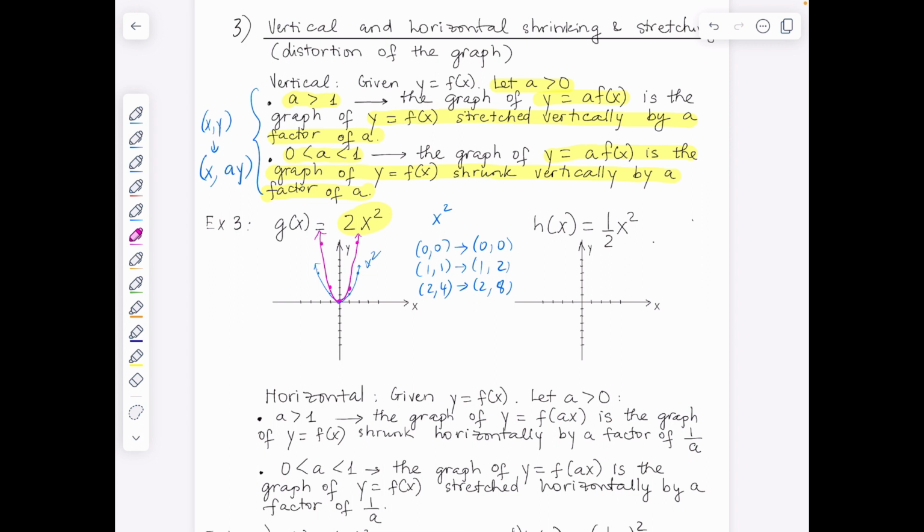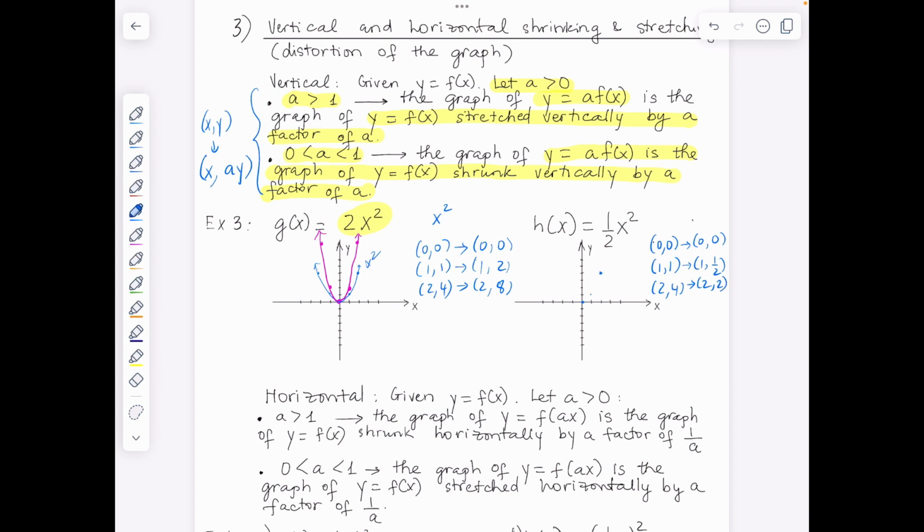All right, let's try the next one. So we have h of x is equal to 1/2 x squared. Again, we are going to transform these same points. But this time, we are going to multiply all the y coordinates by 1/2. So keep all the x's the same. 0 times 1/2 is 0, 1 times 1/2 is 1/2, and 4 times 1/2 gives you 2.